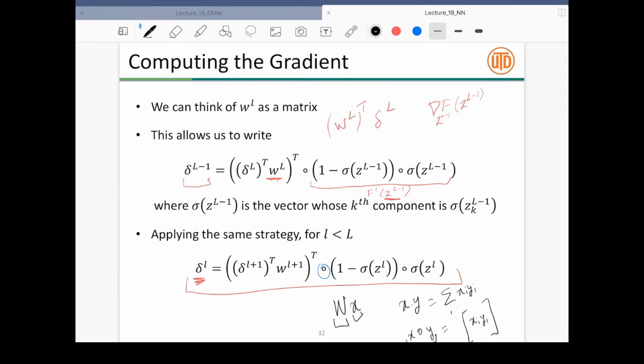Does it make sense? Each of these is a vector, and you are multiplying each element of this vector with these three quantities. This is called the Hadamard product. Does it make sense? Yes, thank you. Okay. Any other questions?